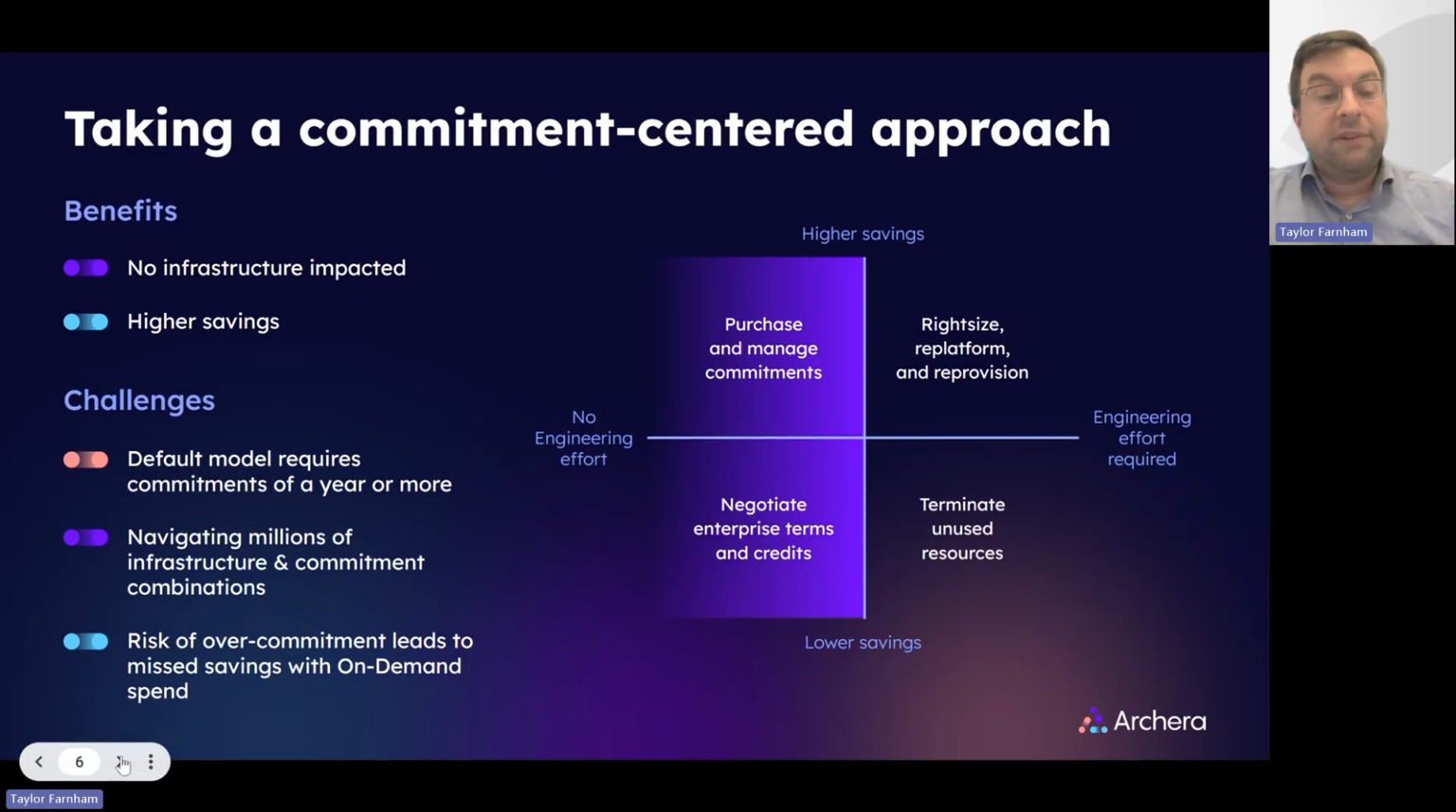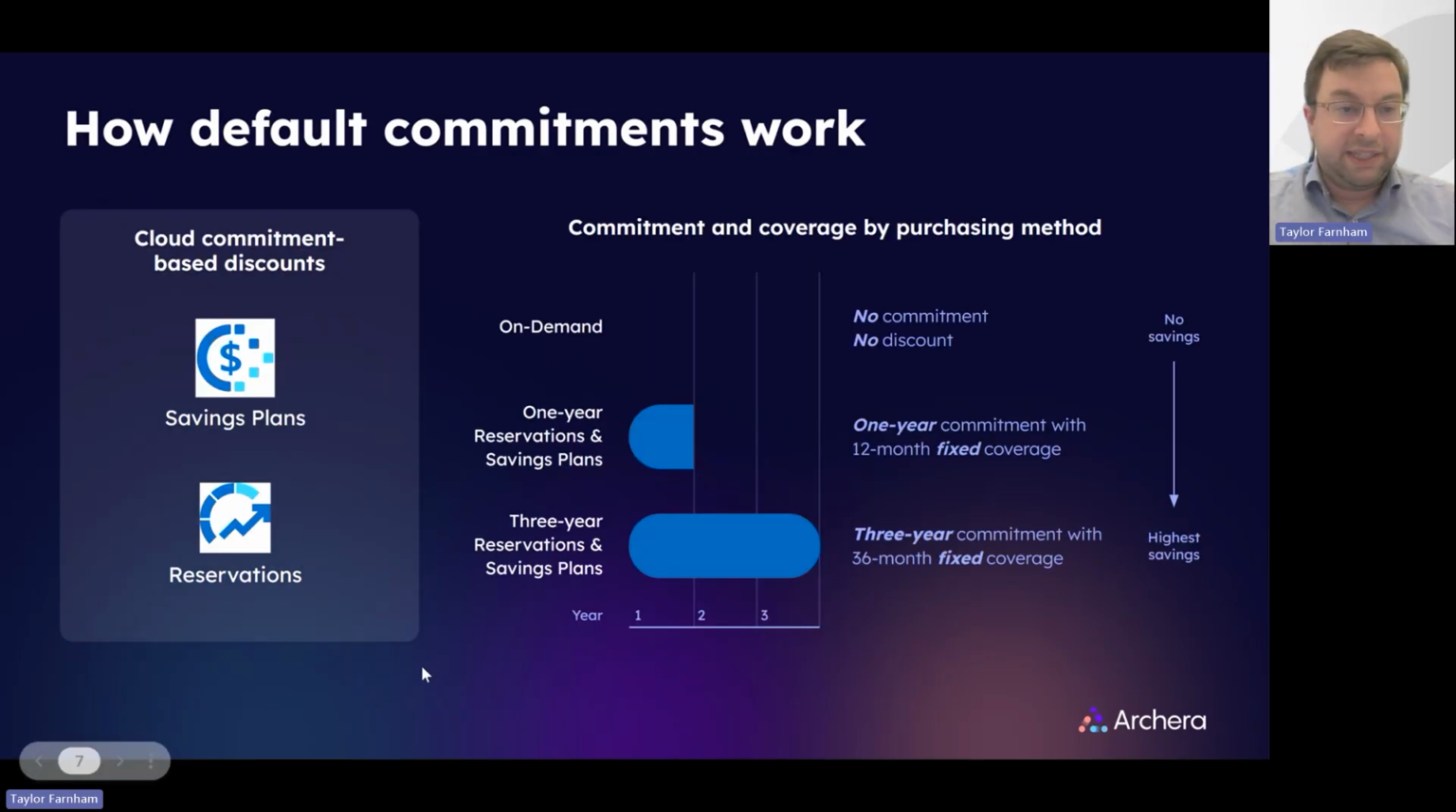And then the risk, of course, with that uncertainty is that they'll overcommit. And to protect against that risk, they tend to go with on-demand consumption, which means they miss savings opportunities, right? So those challenges are basically because of how default commitments work.